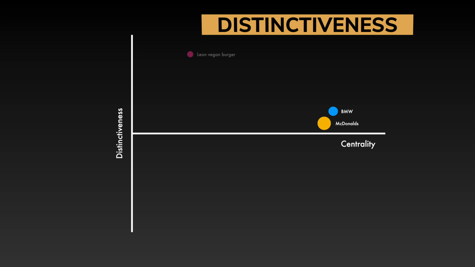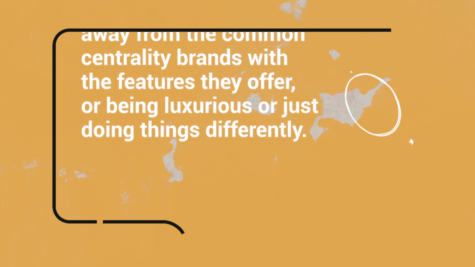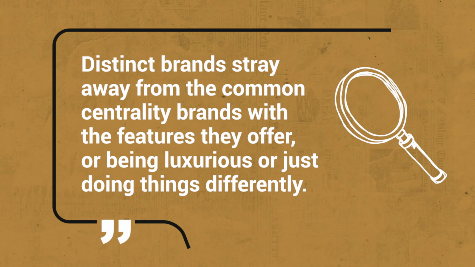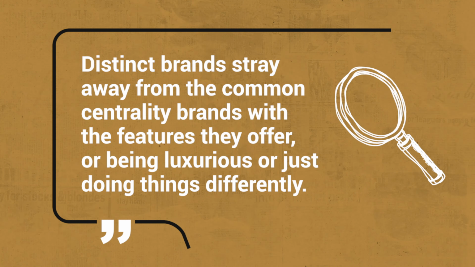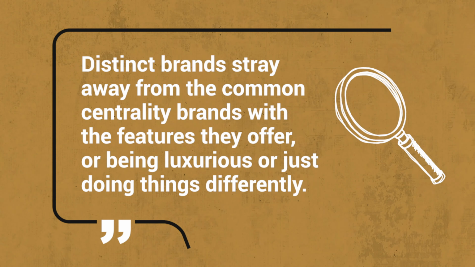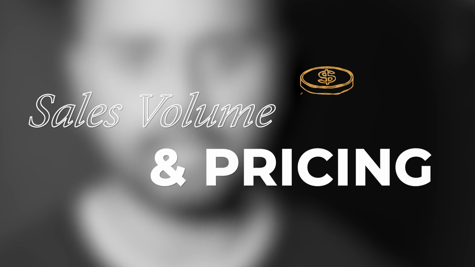On the distinctiveness dimension, we have brands different from familiar brands. When thinking about distinctive fast food, Leon Vegan Burgers comes to my mind, and Lamborghini when thinking about cars. Distinct brands stray away from common centrality brands with features they offer, or being luxurious, or just doing things differently. So now that we understand what centrality and distinctiveness dimensions represent, let's see how this map can help us more with two key metrics, namely sales volume and pricing.